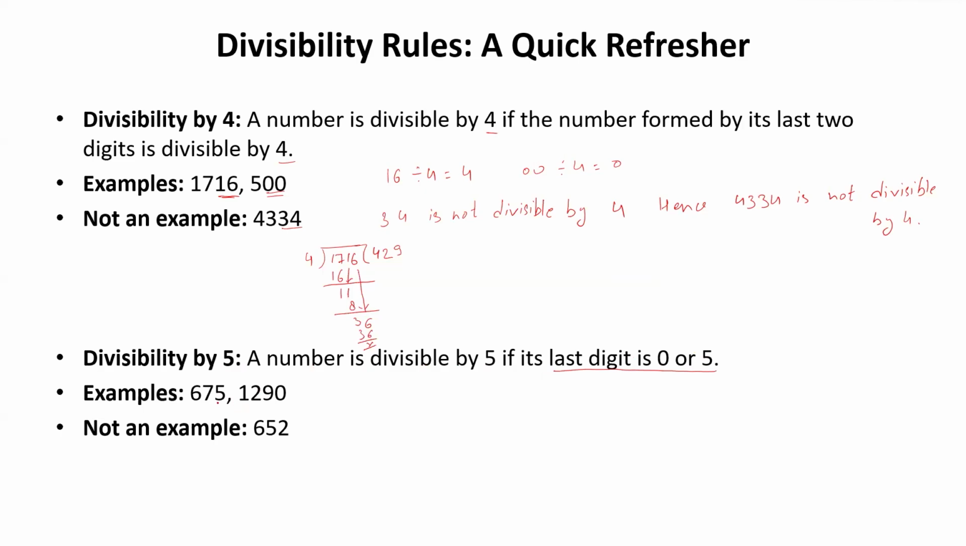So look at the last digit. Last digit is 5. So according to the rule, this number 675 is divisible by 5. And here the last digit is 0. That means this whole number 1290 is divisible by 5. So, if you want to check whether a given number is divisible by 5, you just have to look at the last digit. If the last digit is 0 or 5, that means the number is divisible by 5.